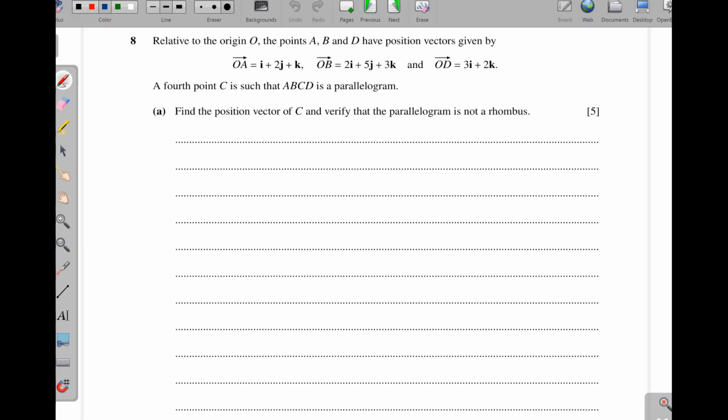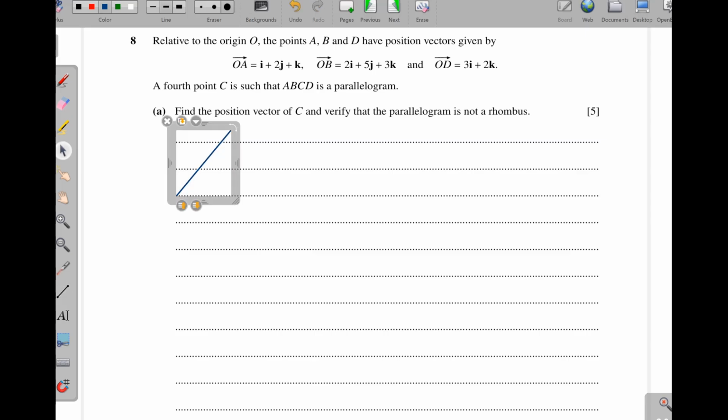Question 8 is coming from vectors relative to the origin O. The points A, B, and D have position vectors given by these. A fourth point C is such that A, B, C, D is a parallelogram. Then part A, find a position vector of C and verify that the parallelogram is not a rhombus. I'm going to do a simple illustration here, like this, for the parallelogram.